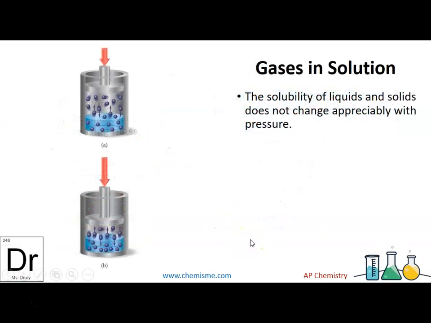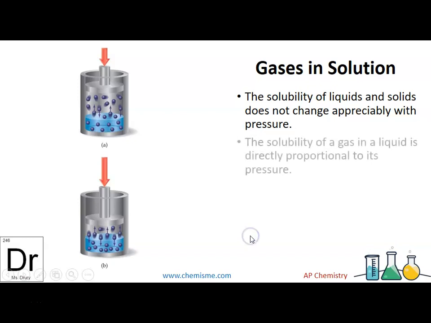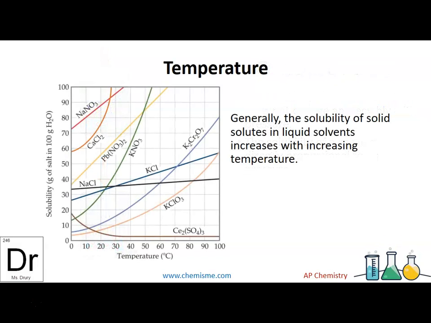The solubility of liquids and solids does not change appreciably with pressure, but the solubility of a gas in a liquid is directly proportional to its pressure. The more you push the gas in, the better it will dissolve. So if you think about soda, soda is capped at a high pressure in order to keep the gases stayed in the soda as it's being transported.